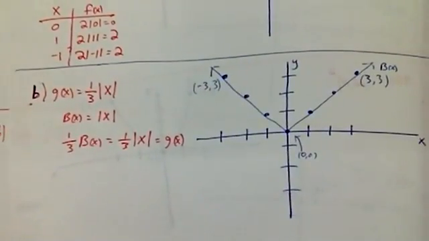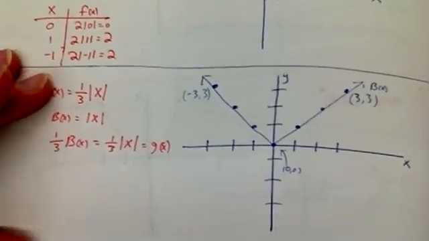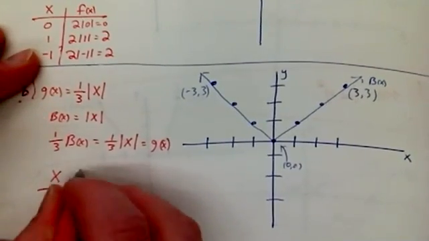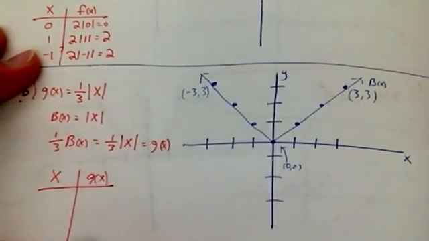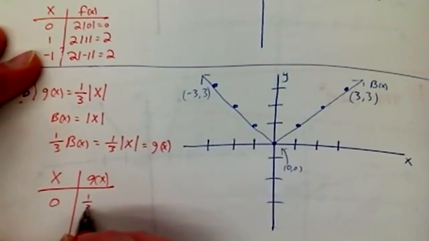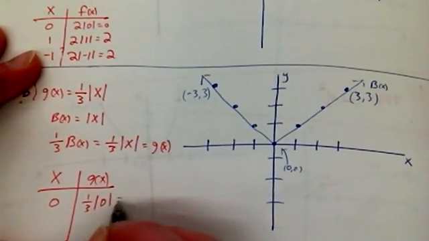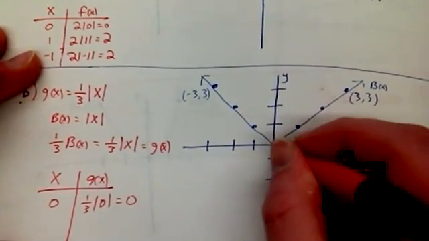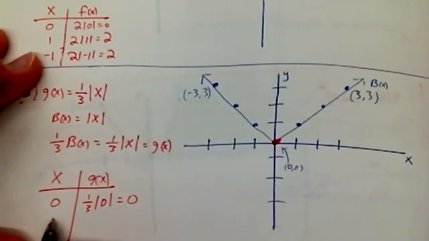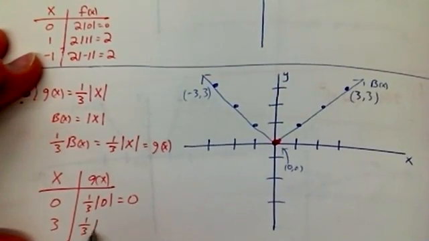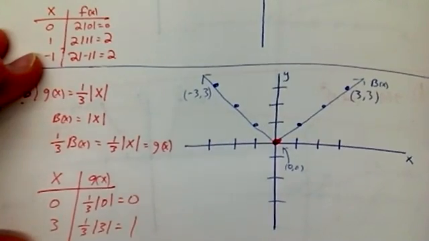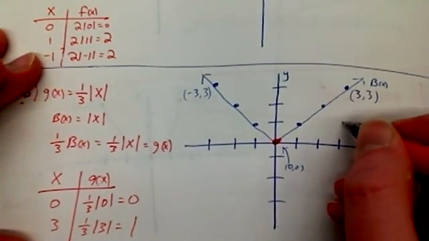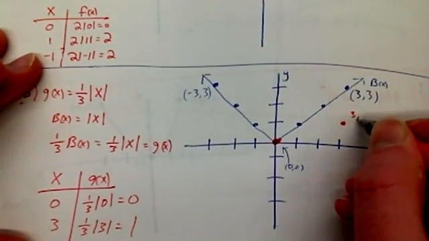So every y value gets multiplied by 1/3. Just to check it, since we're new to these, let's try a few values. X and g of x: 0, 0, once again, does not get affected, and that's fine. Okay. But if I try 3, then I have 1/3 times absolute value 3 is just 1. So at 3, I have 1. 3, comma 1.